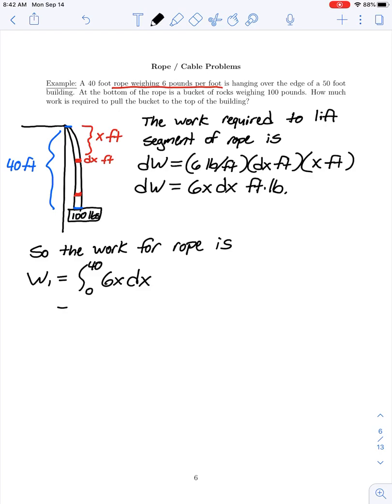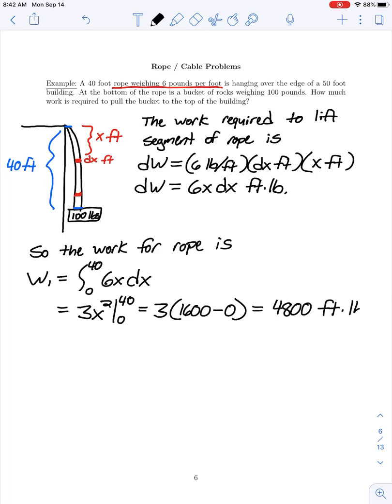So let's see what we have here. Our antiderivative is 3x squared, which we're evaluating from 0 to 40. So we would have 3 times 40 squared, which would be 1600, minus 0 squared, which is 0. So my 3 times 1600 gives me 4800. And here, since everything was being measured in feet and force or weight was given in pounds, then work would be in foot-pounds.